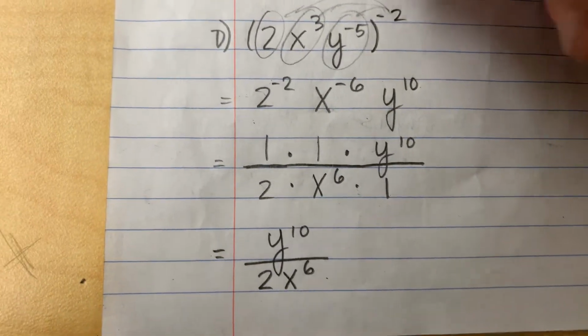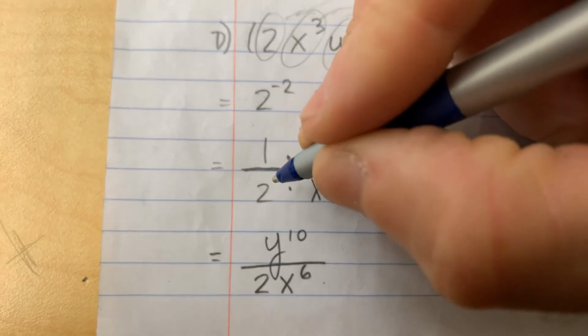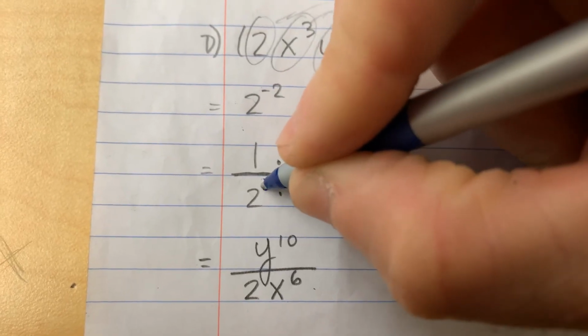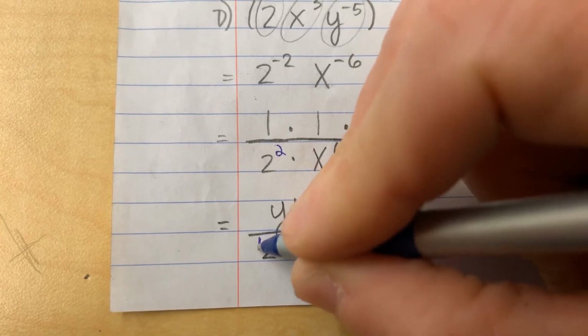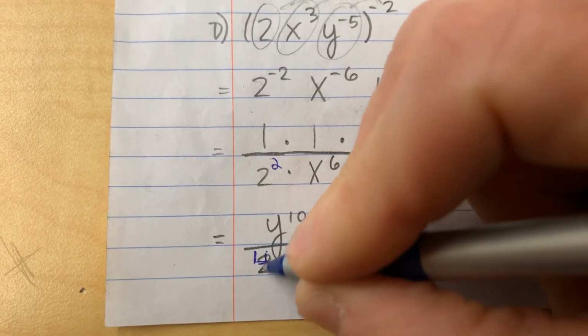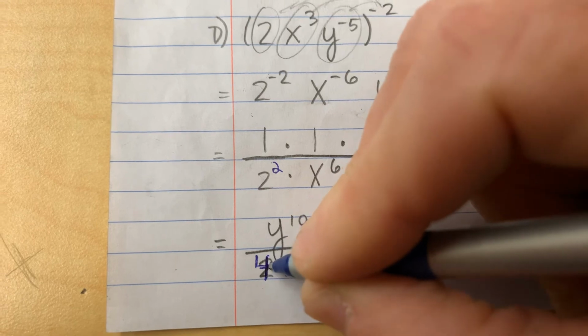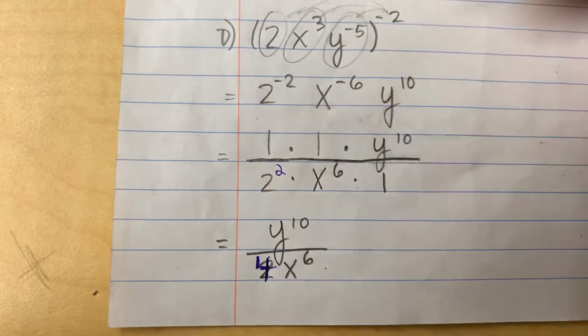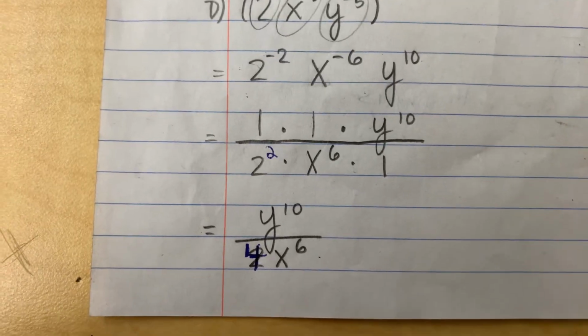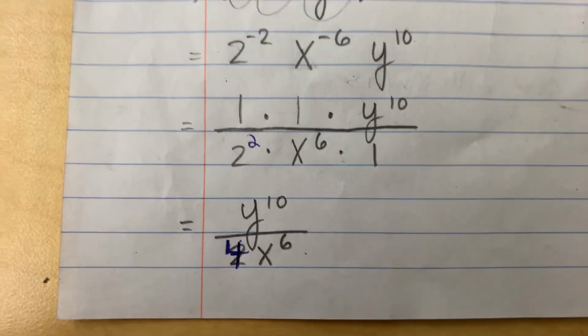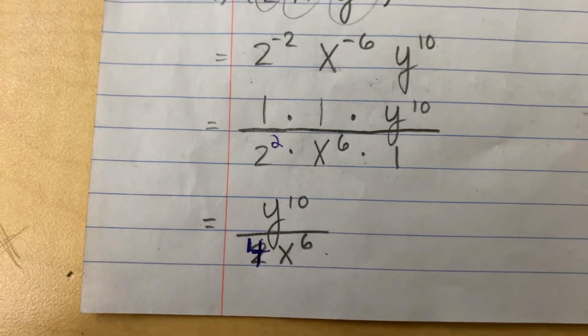This is incorrect, folks. Where's my pen? 2 and 4. By the way, if you ever catch a mistake on my notes, I will give you extra credit for that. My error, my loss is your gain.